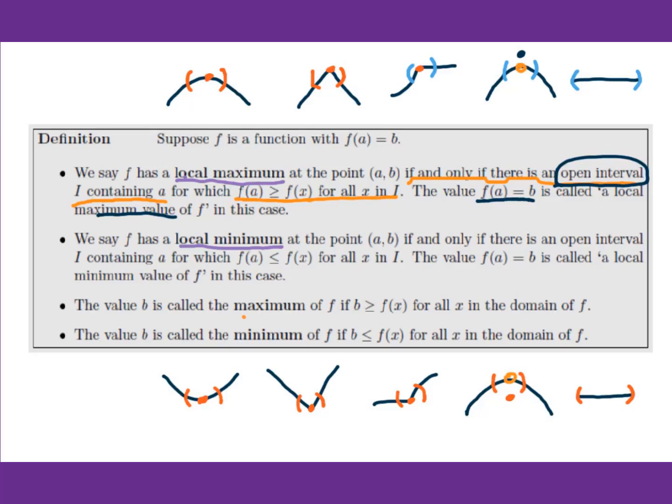When we talk about maximum, it basically means absolute maximum, which means the highest point of the graph. For minimum, that means absolute minimum, the very bottom point of the graph.